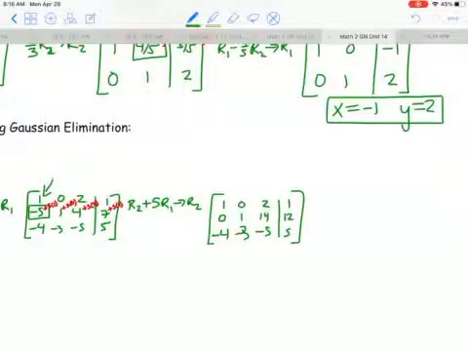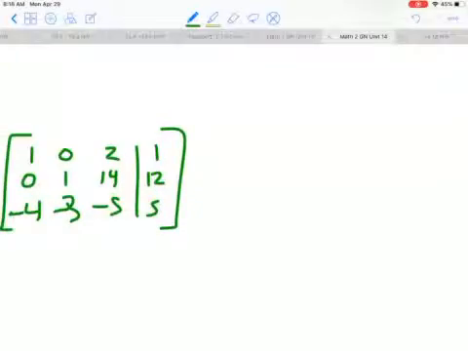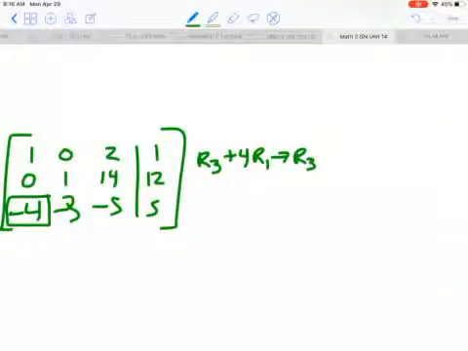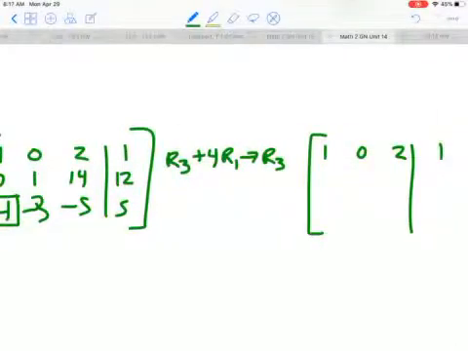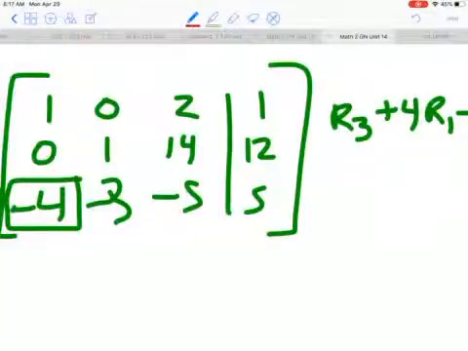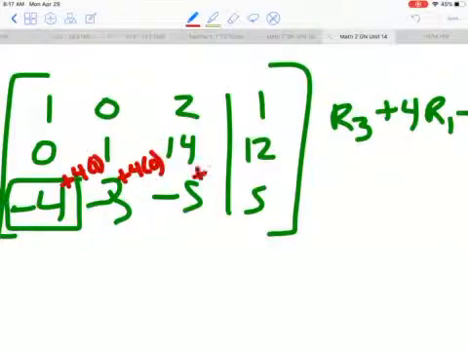So my next one, let's see if I can fit this here. I want this guy to be a 0. So I'm going to do row 3 plus 4 of row 1. So my row 1 didn't change, and my row 2 didn't change. My row 3, I'm going to add 4 of row 1. So plus 4 of row 1, plus 4 of row 1. Oops, that's a 0 in the row 1. Plus 4 of row 1, plus 4 of row 1. So you always look back to row 1.